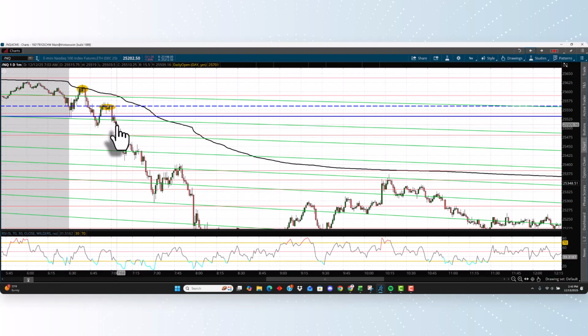All right. The market did go down and it found support right here at this angle. This wasn't a scalping long, by the way, if you wanted to take it.